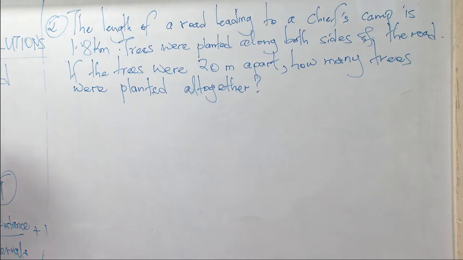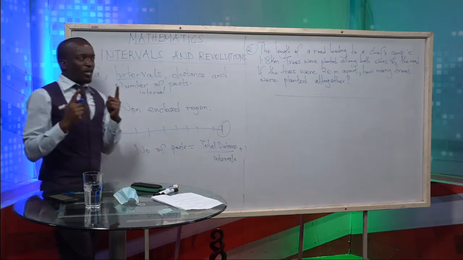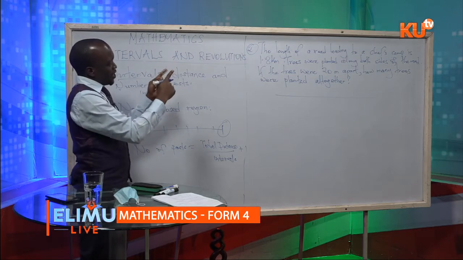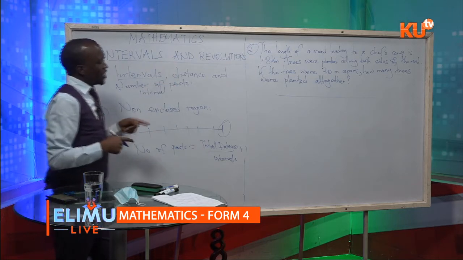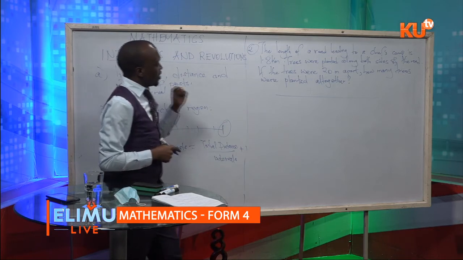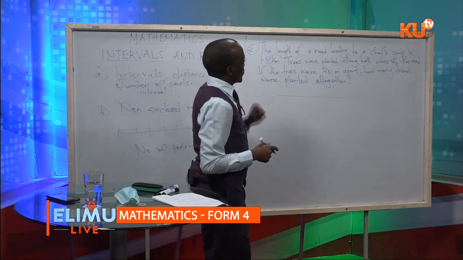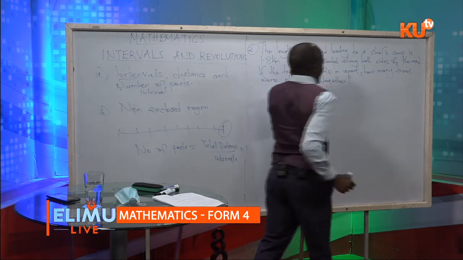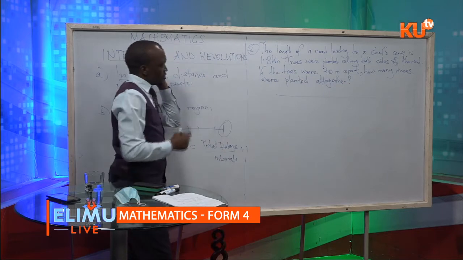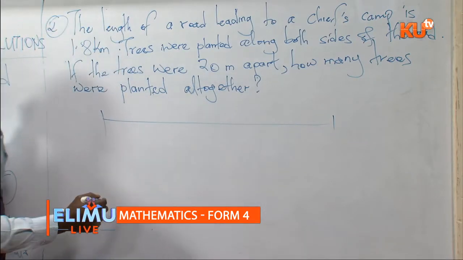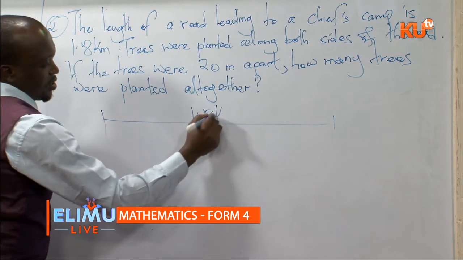The length of a road. Always have a clear picture in the mind of what you want to do. Translate the sentence now to the practical work. We know that a road is a straight thing. It is not an enclosed region. The length of a road leading to the chief's camp is 1.8 kilometers. These ones are not necessary. There is no way you are going to draw the chief's camp. You just need to draw a sketch of the road. And we are told that this road is 1.8 kilometers.